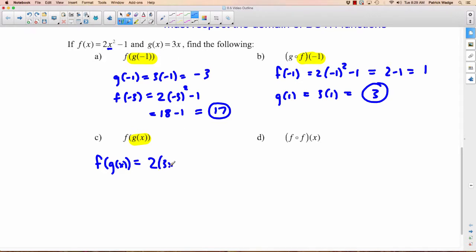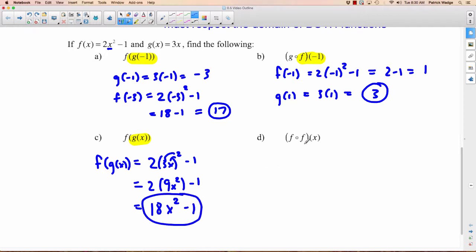So we got 2 times 3x squared, right? That's squared there, minus 1. Okay, so first of all we have to do the 3x squared. That's the same as 3 squared and x squared, so 9x squared, then minus 1. If we multiply by 2, you get 18x squared minus 1.